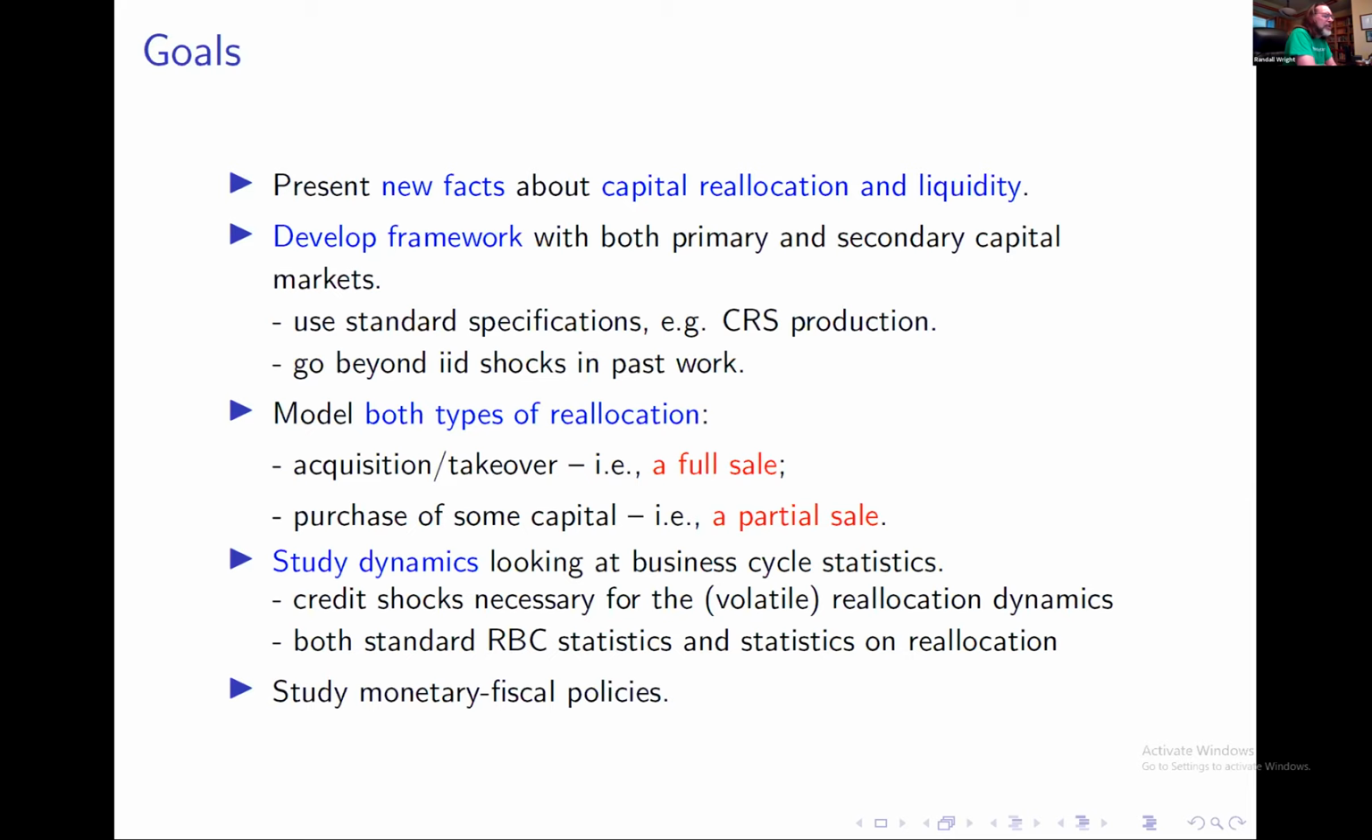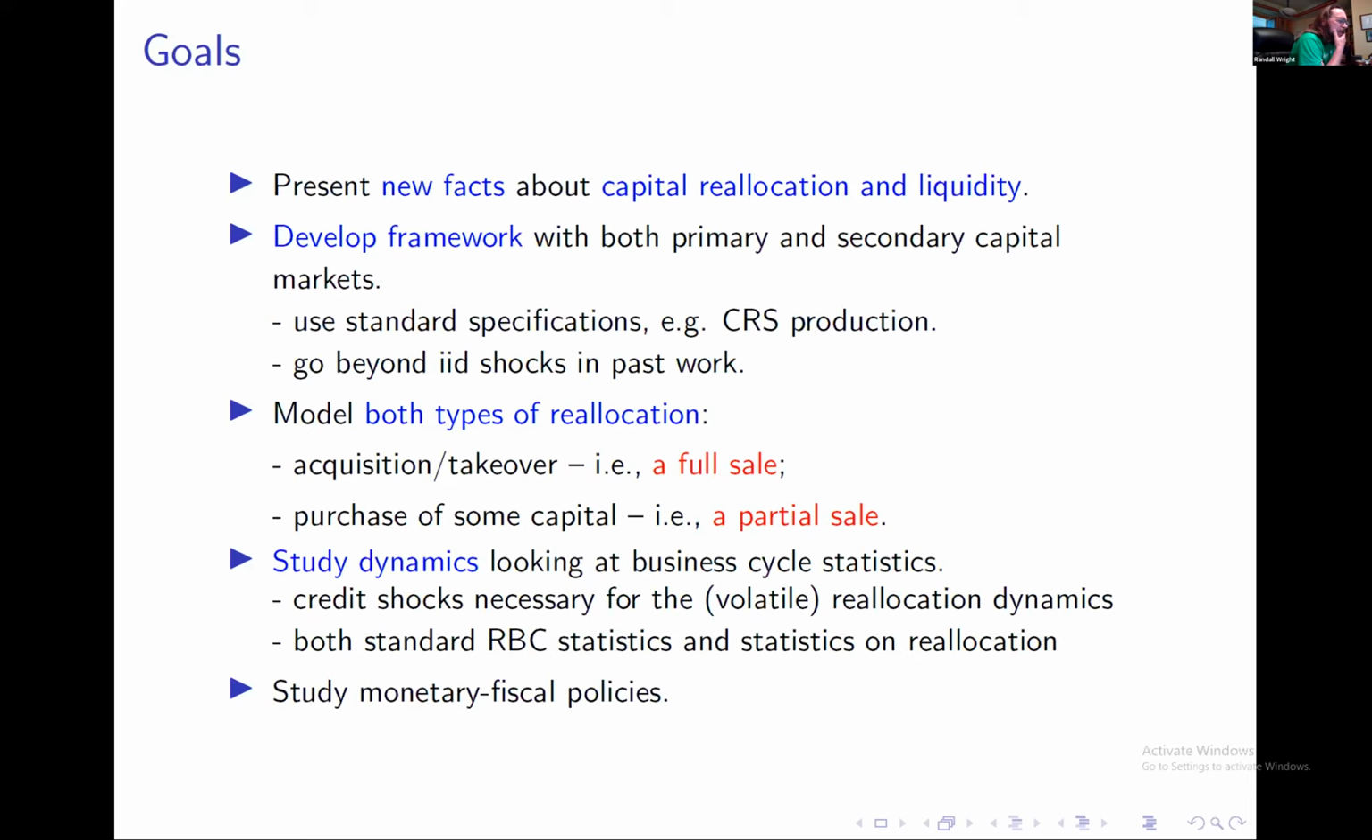The other thing we're going to do, which differentiates us from almost all previous work, is make a distinction between two types of reallocation. You can buy the other firm, an acquisition or a takeover. We're going to call that a full sale, where you get all of the capital. Or you could purchase some of the capital, which we call a partial sale. And given constant returns to scale, the socially efficient thing to do is that a high productivity firm should get all the capital of their trading partner. But they're not going to be able to necessarily in equilibrium because of liquidity.